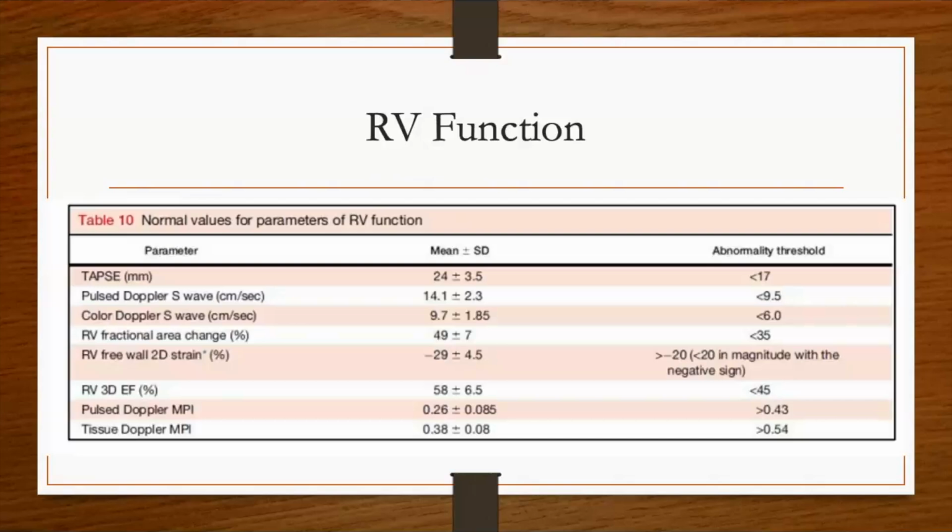This is table number 10 from the 2015 guidelines that provides a summary of the methods that I talked about, again with mean and standard deviation, and then the abnormal thresholds that I mentioned for TAPSE, pulse Doppler S-wave, as well as the fractional area change.